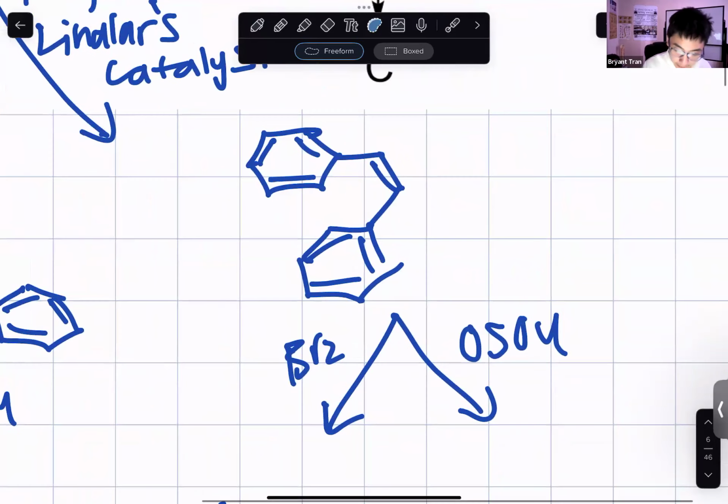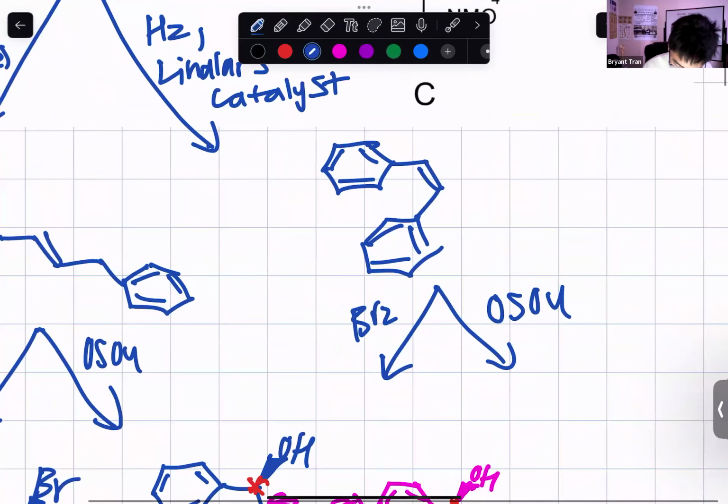Right. So now let's do the same, but for this cis alkene. Let me just do anti-addition.